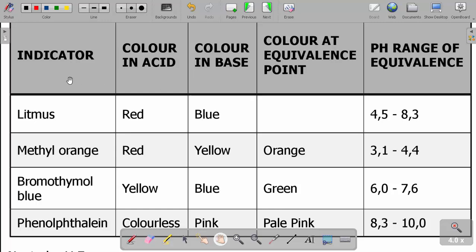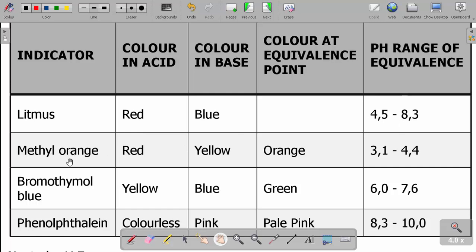Okay, now the litmus is red in acidic pH, and it is blue in the base. And the range for the litmus is what? It's between 4.5 and 8.3. That is the pH range for the equivalency point.